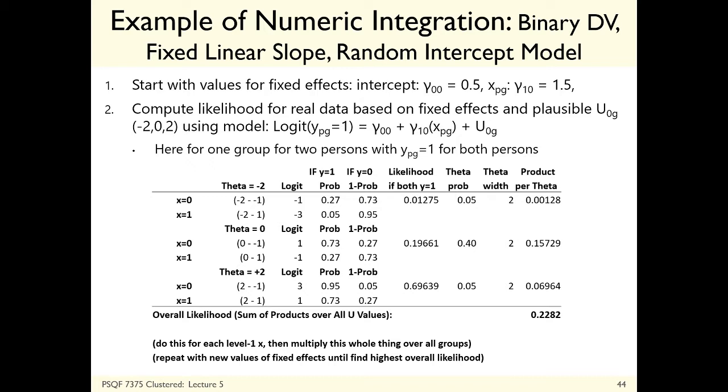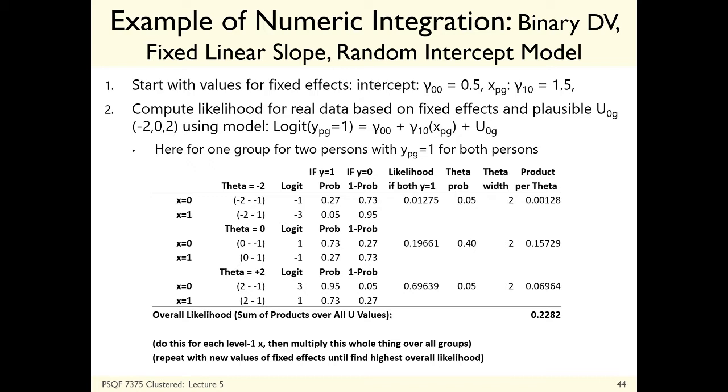and get something else. Now, if I go through and try to figure out how likely is it that a group has a U of negative 2 in a normal distribution? Not very likely. So we downweight that result as a function of the width of the probability of observing a theta of -2. So we end up multiplying this together and you get this.